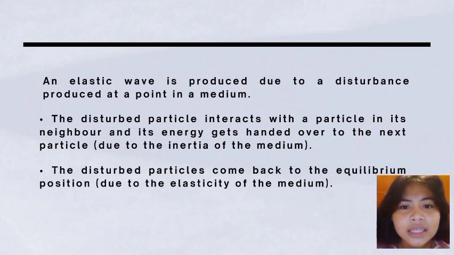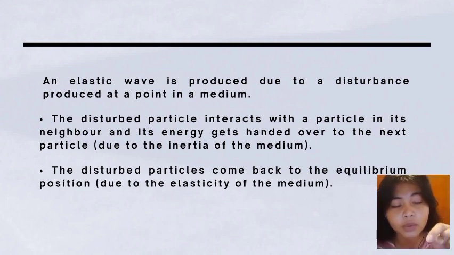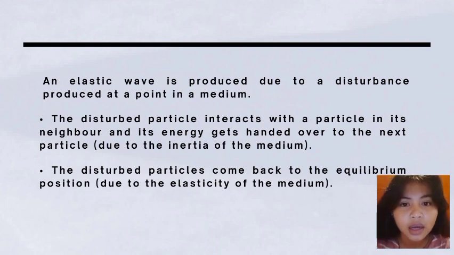It is because the disturbed particles interact with the particles in their neighborhood. So say for example this is the starting point of the wave. The particles in here interact with the particles in their neighborhood. So that means there is another wave that is generated. This indicates that the particles at the starting point interact with their neighbors, and then their energy gets handed over to the next particle. So that made the series of waves occur.